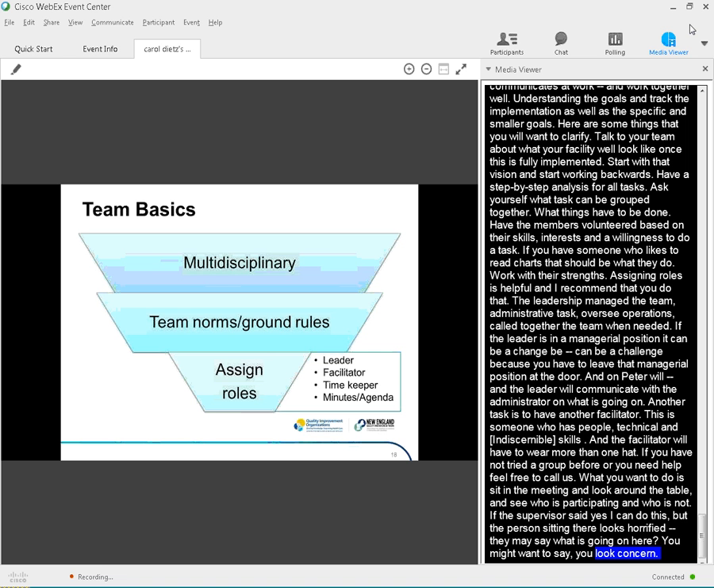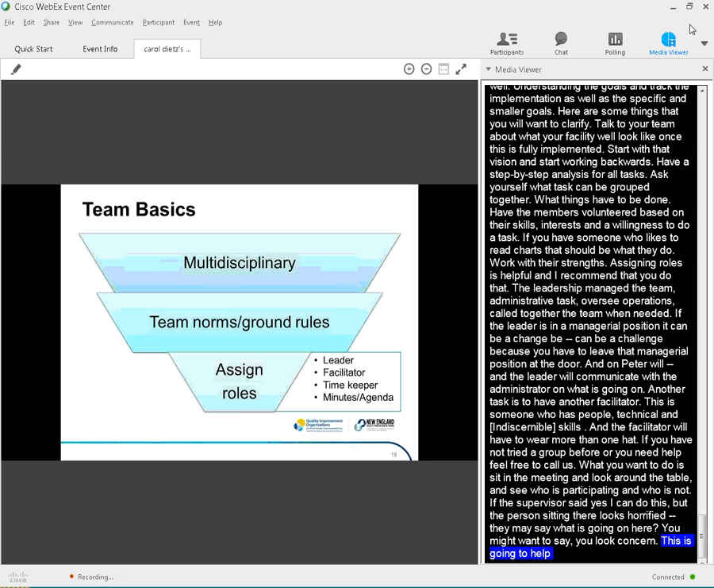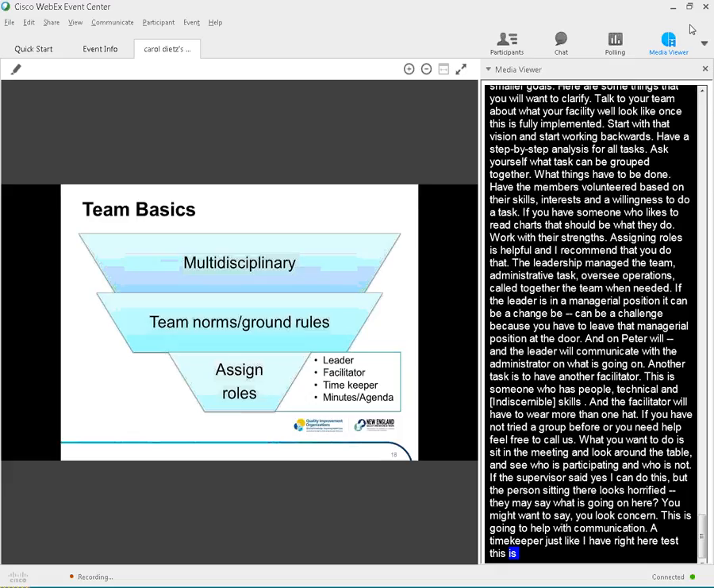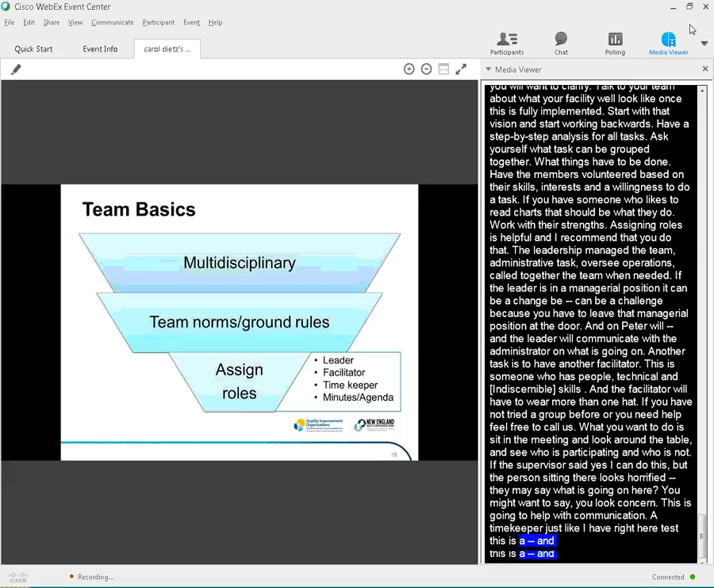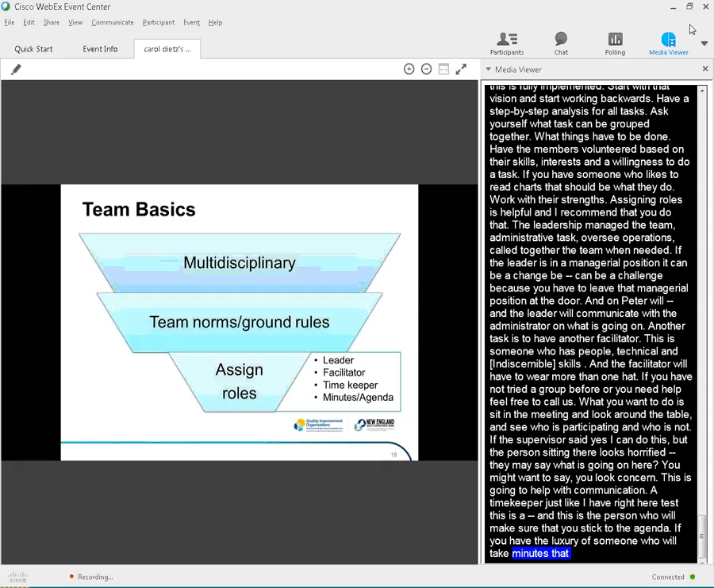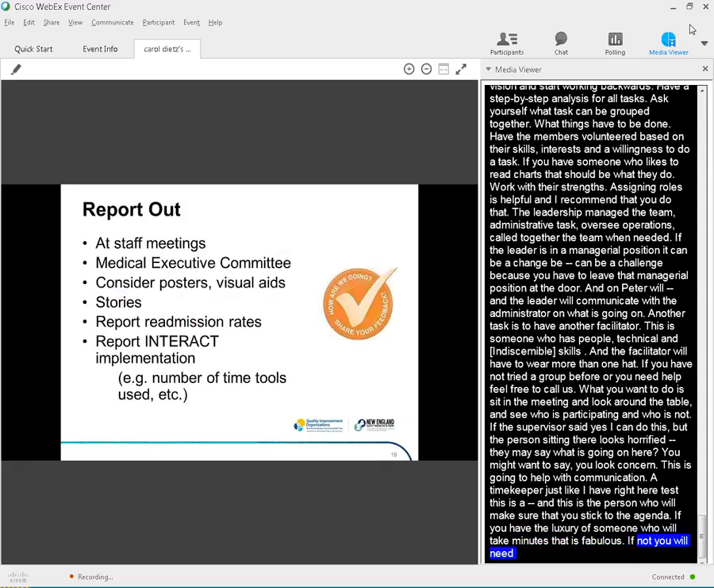A timekeeper, like the one I have on my left here, is the person who's going to make sure that you work through the agenda. Another very, very important thing. Nothing's more frustrating for a team than to consistently drop things off their agenda. And if you have the luxury of somebody who can and is willing to take minutes, that's fabulous. If not, at the very least, you need a task list. These are the things we agreed to do. These are the people who agreed to do them. Okay, reporting out. You cannot do enough of this.